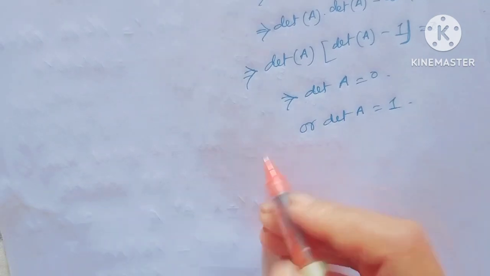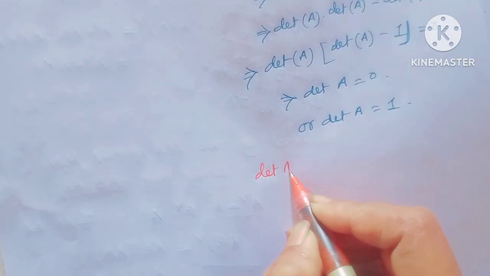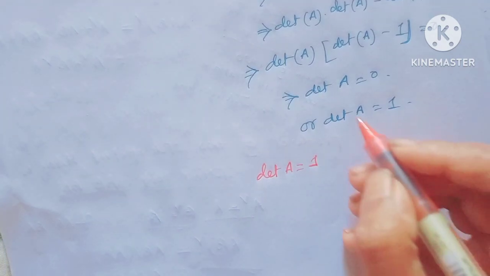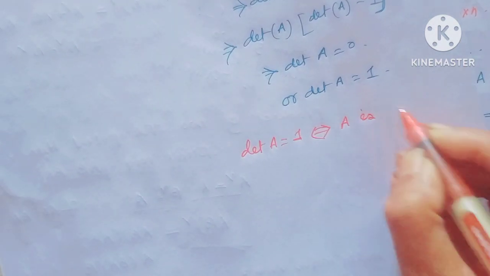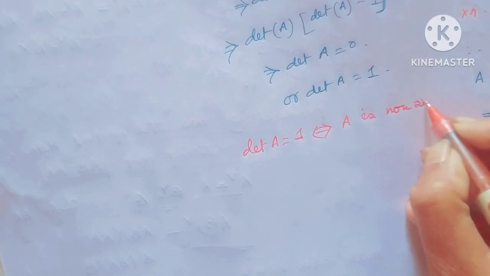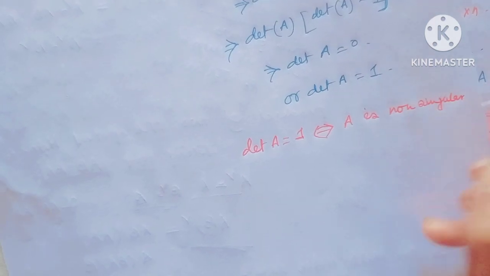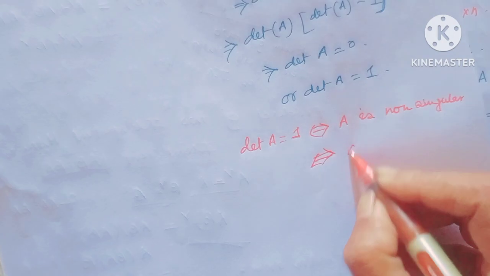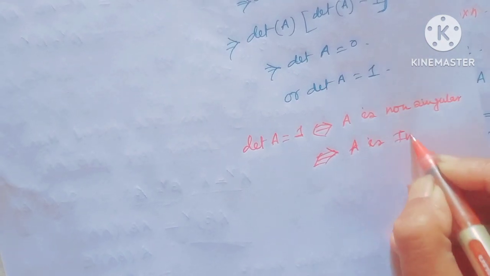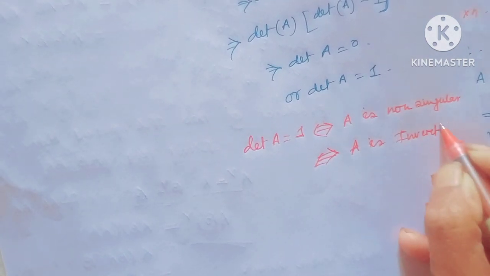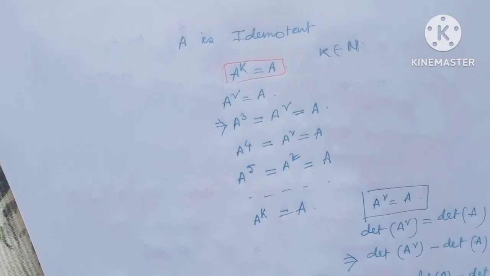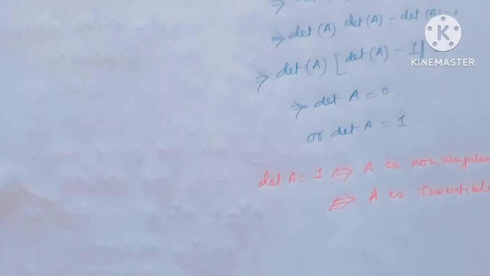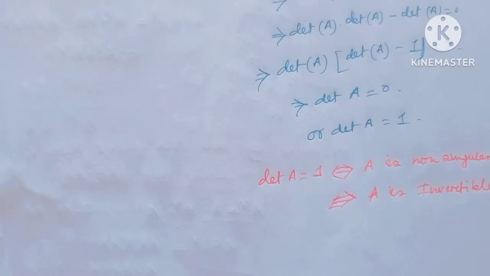And when determinant of A equals 1, that implies A is non-singular, if and only if A is invertible. This holds only when determinant of A equals 1, otherwise it is not possible. I hope all my viewers have understood this type of properties. Now I will see two operators.